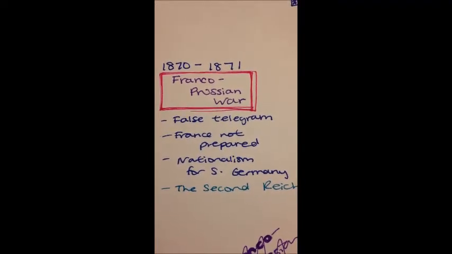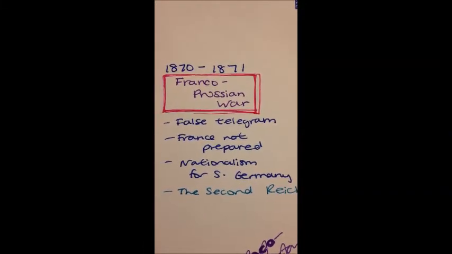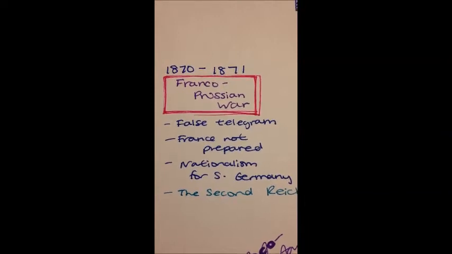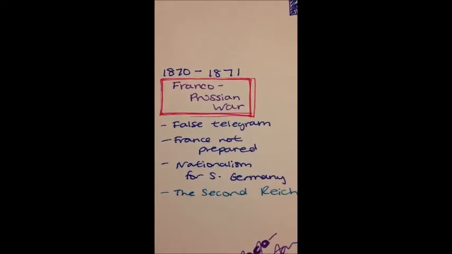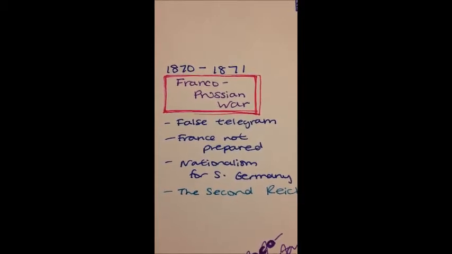Because even though Otto von Bismarck had successfully unified North Germany, he hadn't really unified Southern Germany. And as a result, he wanted to incite nationalism. So from 1870 to 1871, he fought the Franco-Prussian War. As you can tell from the name, it was a war between France and Prussia.